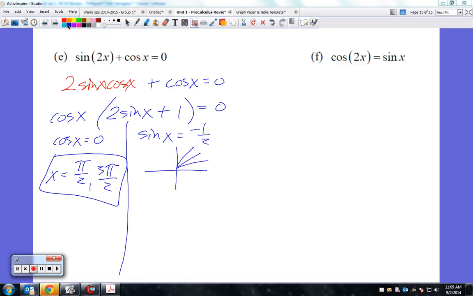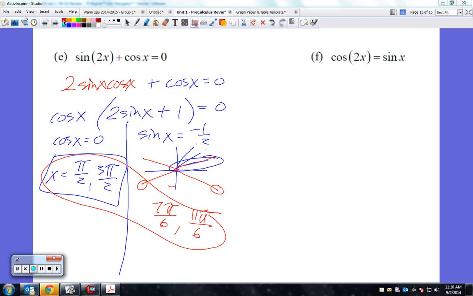3, 2, 1. Now the y values, 3, 2, 1. So I'm looking at all the pi over 6s. I'm looking at this one, this one, this one, and this one. Because this is negative, I only care about these two. That's it. So it's 7 pi over 6 and 11 pi over 6. Those are your answers.